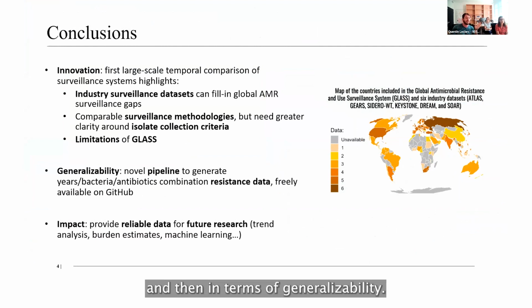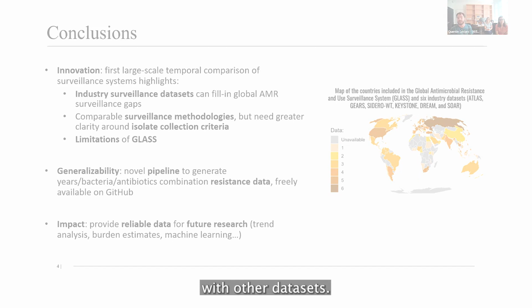And then in terms of generalizability, our novel pipeline, as I've shown you, can generate years, bacteria, antibiotics combination resistance data. The pipeline is freely available, open source on GitHub. And finally, in terms of impact, this provides reliable data for future research. Any work such as trend analysis, burden estimates, and machine learning approaches which require this type of AMR data is substantially enhanced by this approach, which makes the most of what's available, but also provides a comparison framework with other datasets.